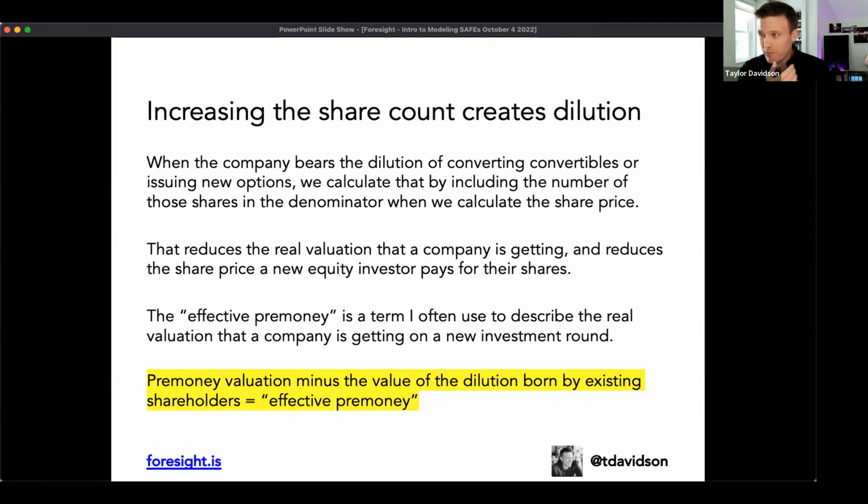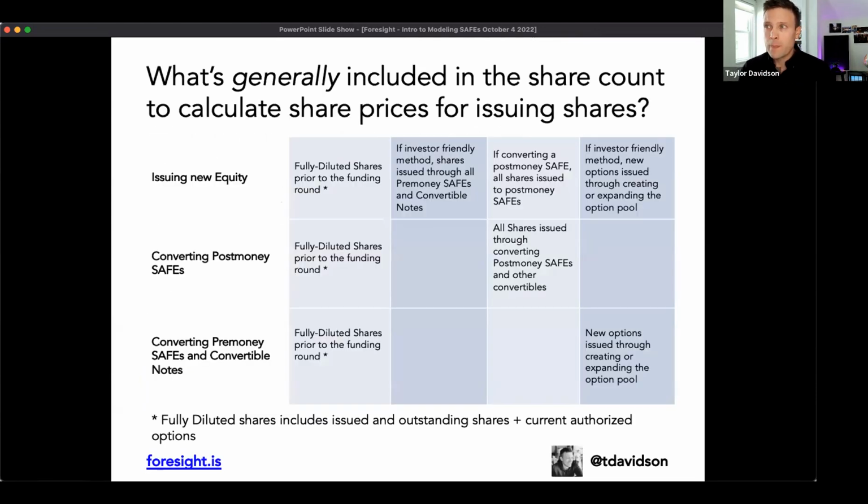In some past models, I've explicitly calculated it, though I don't do it as much anymore. But that effective pre-money is like the value of the dilution, right? The effective pre-money is what a founder is actually getting in terms of the value of the equity of the company after accounting for the shifting effect of the dilution. Because if you include the value of the number of shares being issued to the new investors as part of the calculated share count, then you're decreasing the effective valuation of the company.